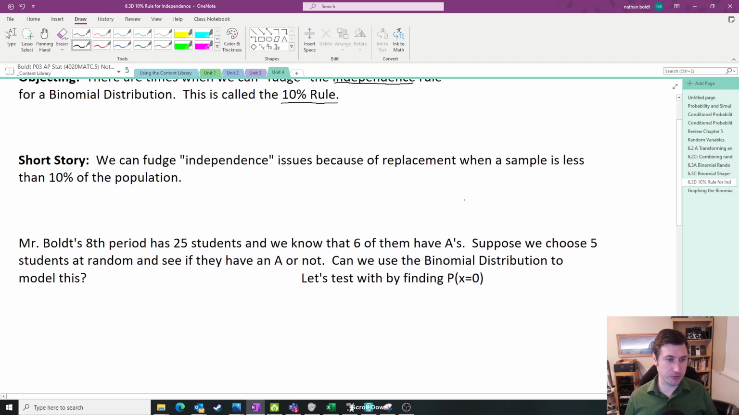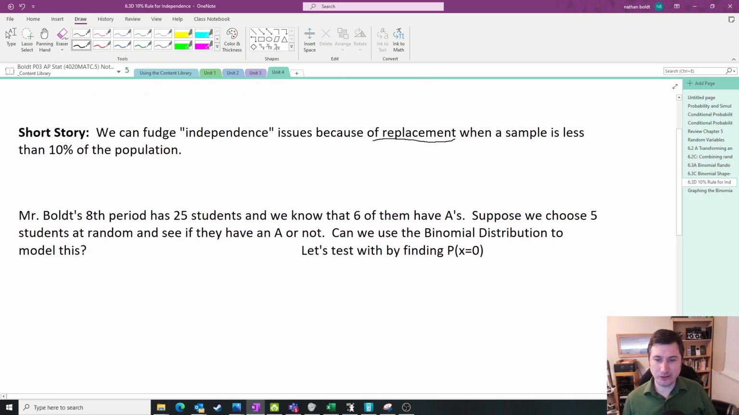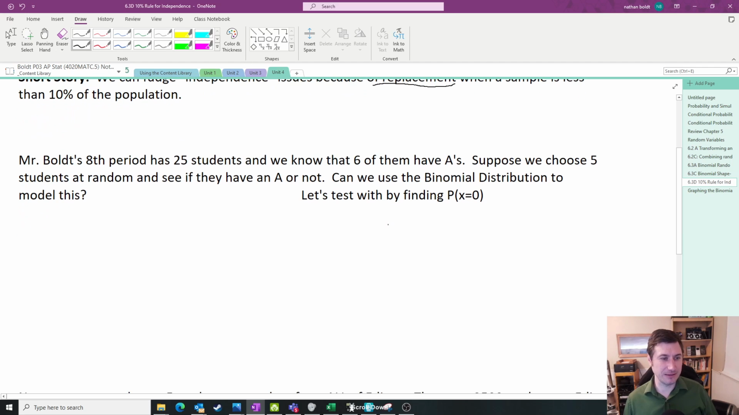So, short story. We can fudge this independence issue only if it's because of replacement when a sample is less than 10% of a population. Now, you may not be with me on that, but let's take a look at an example. I think I can make that pretty clear.